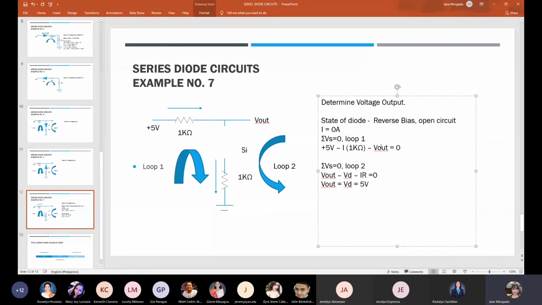So, ang analysis natin is up until here. Hanggang dito lang ito. Dinerecho lang natin hanggang dito lang, kasi open na siya eh. Tama ba? Okay. So, since current is 0, lumabas na, V out is simply equal to the supply.